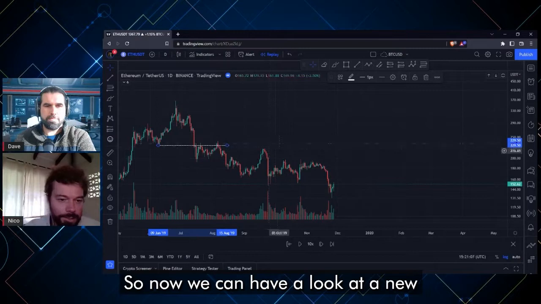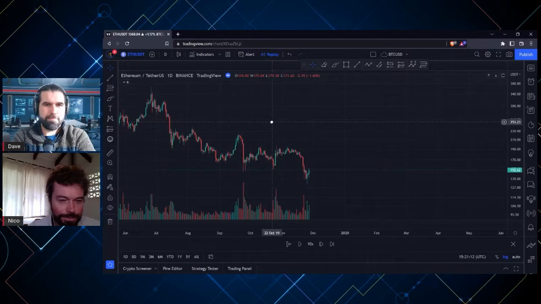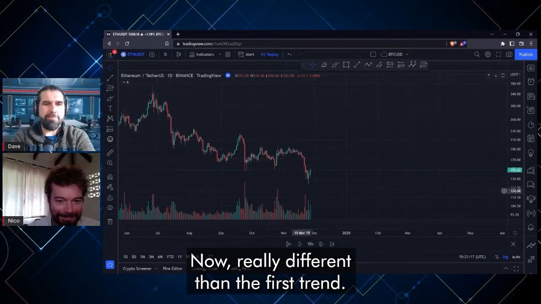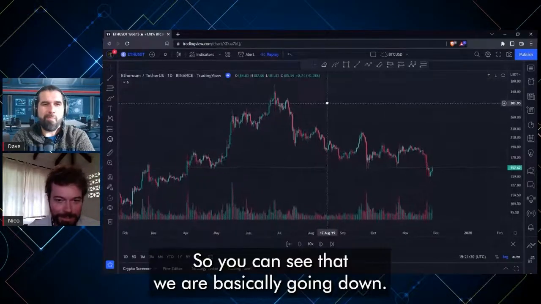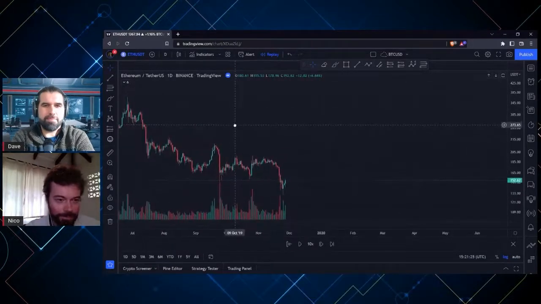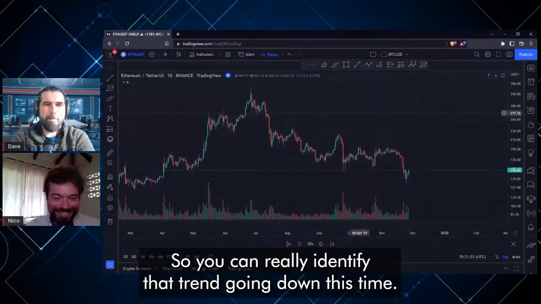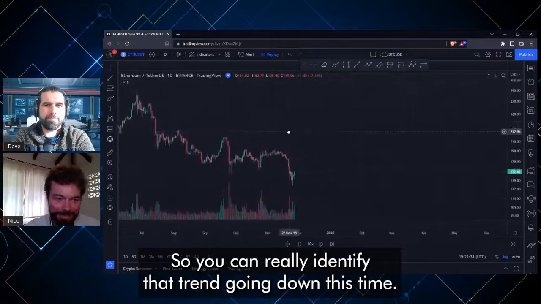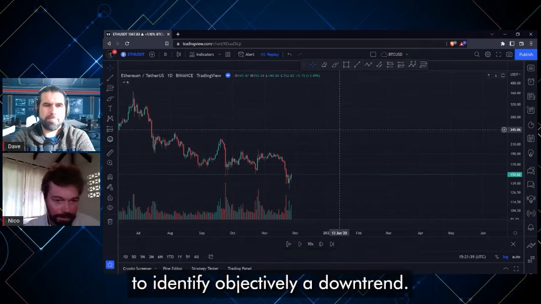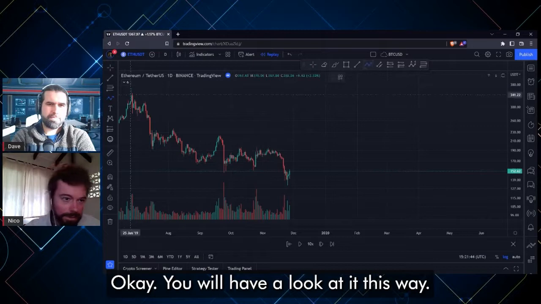So now we can have a look at a new trend forming. Yeah, that one looks completely different than the first trend. Exactly. So you can see that we are basically going down. That's the opposite. And when your eye is very trained, you can really identify that trend going down this time. And now again, to have the same rules as an uptrend to identify objectively a downtrend, you will have a look at it this way.